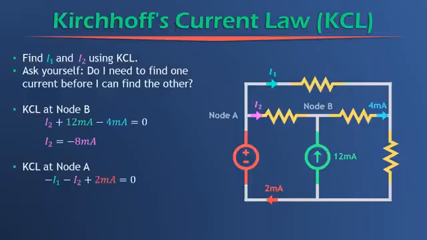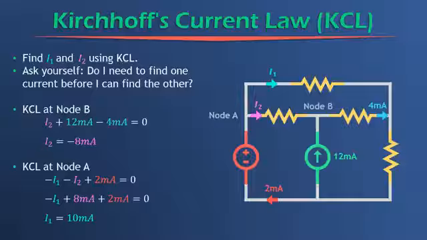And we know that I2 is negative 8 milliamps, so we can simply plug that right into I2. And we can then solve for I1. And we find that I1 equals 10 milliamps. And so what did that negative 8 milliamps from before mean? The I2 equals negative 8 milliamps.